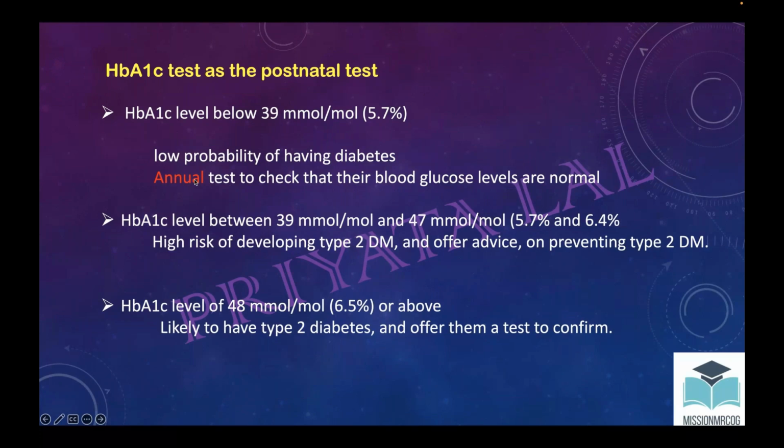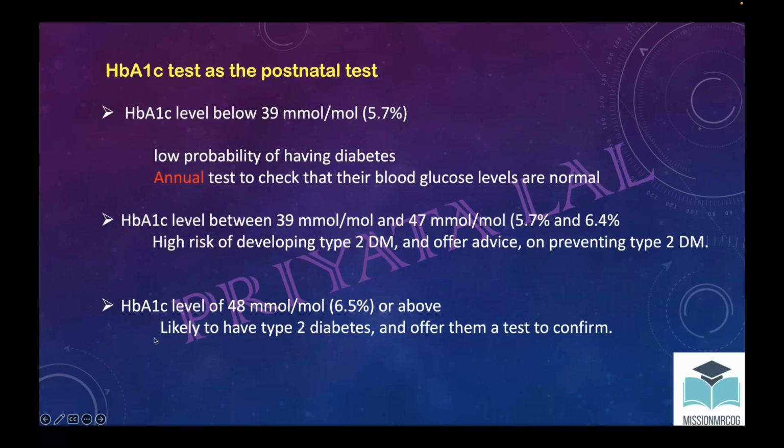And if it is in between 39 to 47, that means in between 5.7 to 6.4, they have got a risk of developing diabetes. They should be offered advice for prevention of diabetes. Last kind of patient where it is already more than 48, so we are dealing with a diabetic patient, that they should be done a test, so that we can confirm that. Accordingly the treatment would be started. So you will get questions from here and here, but usually they ask this level only, so that life is easy for you.